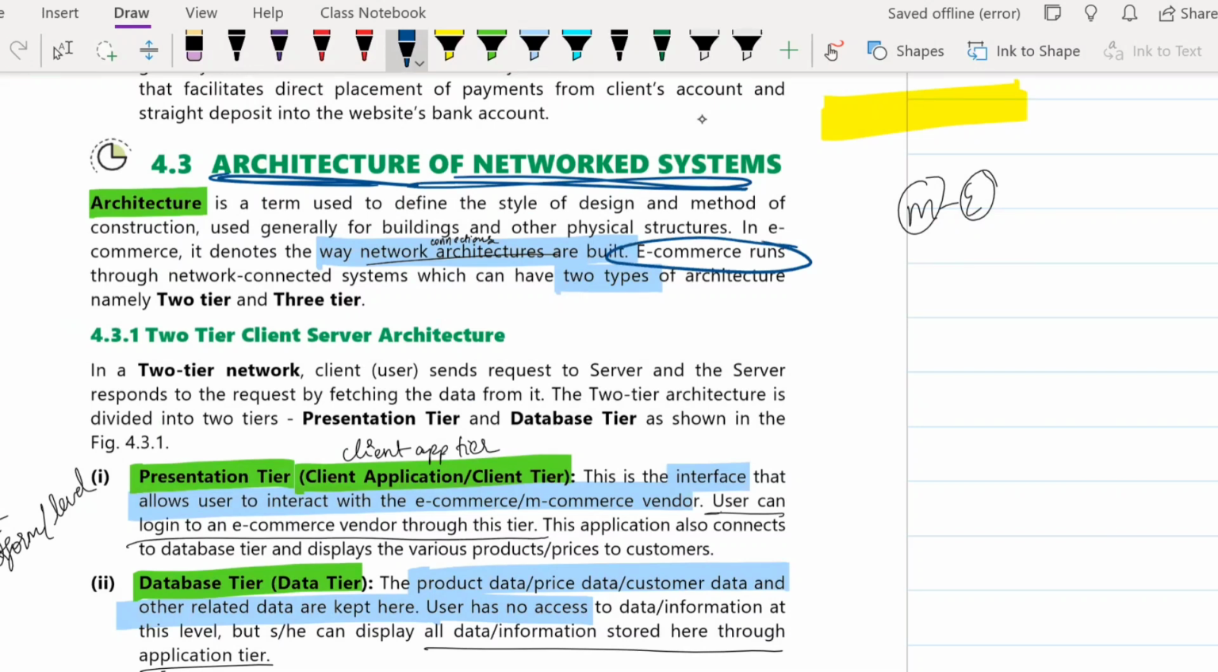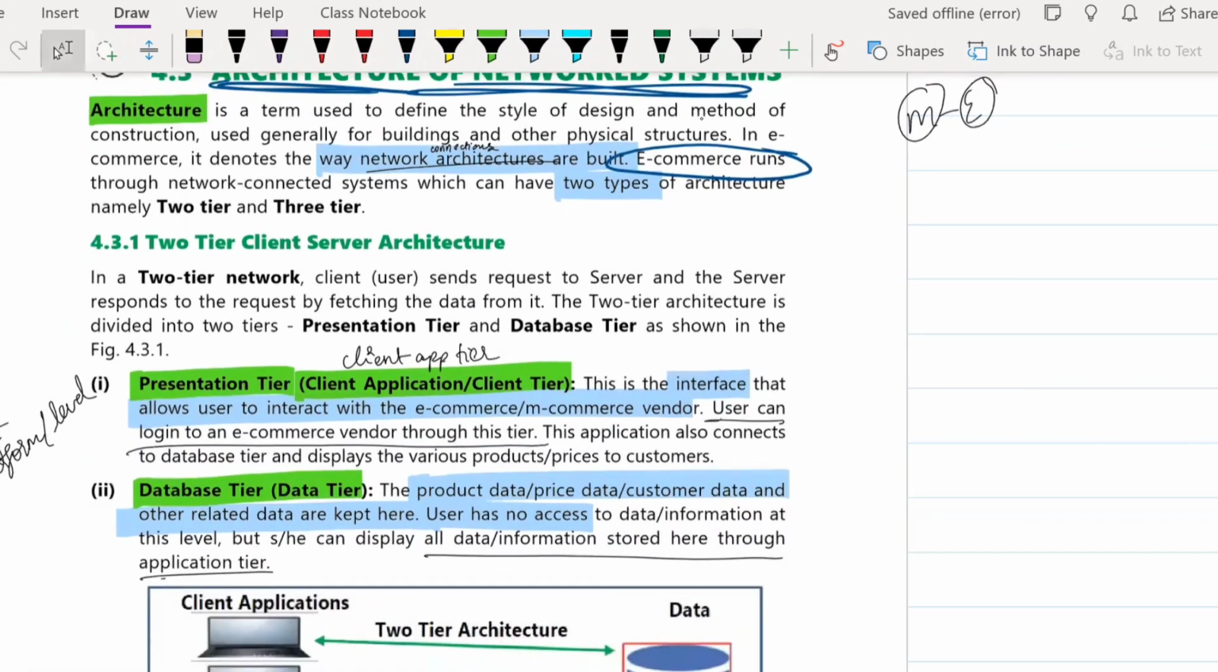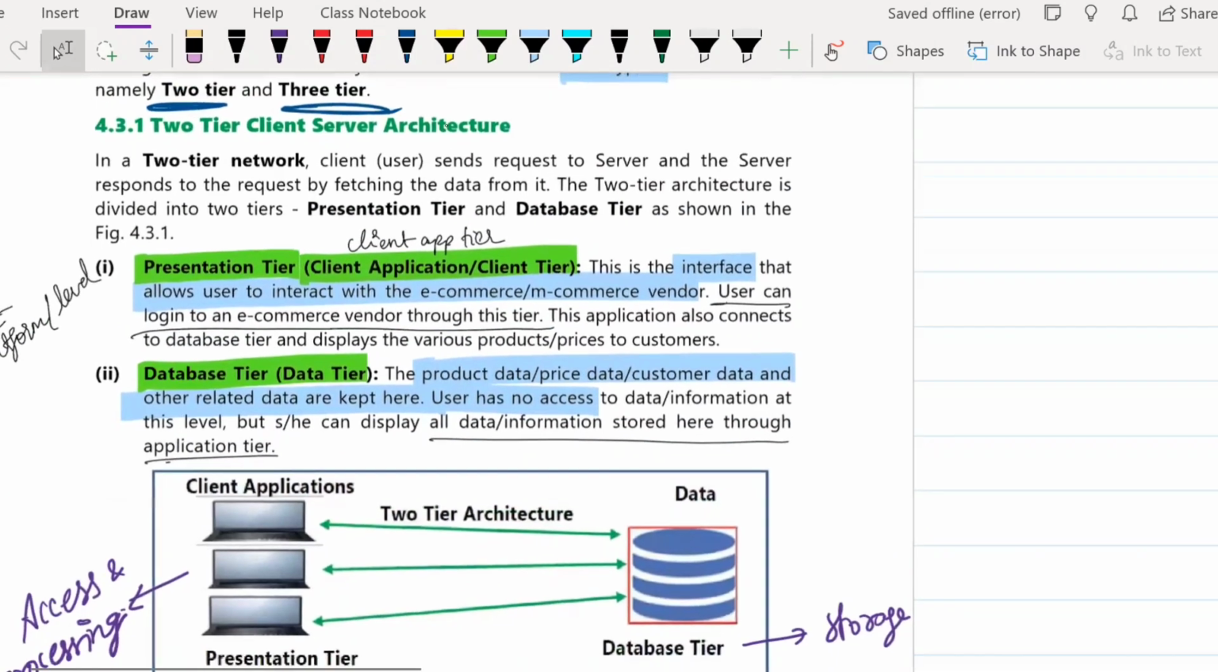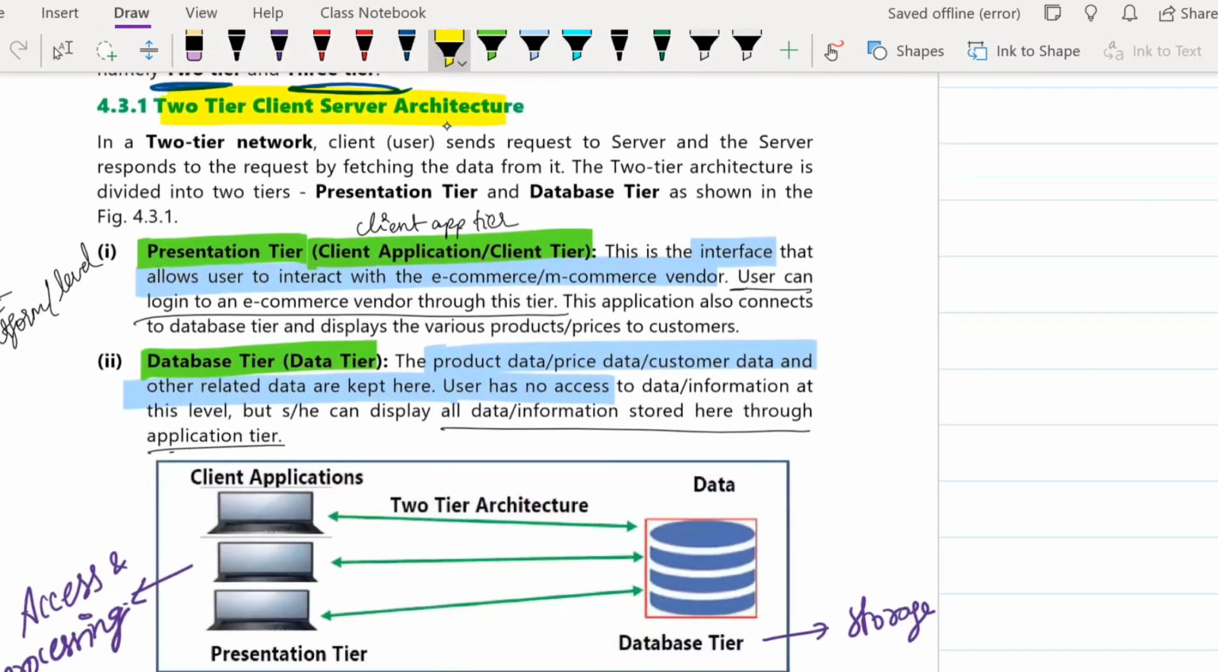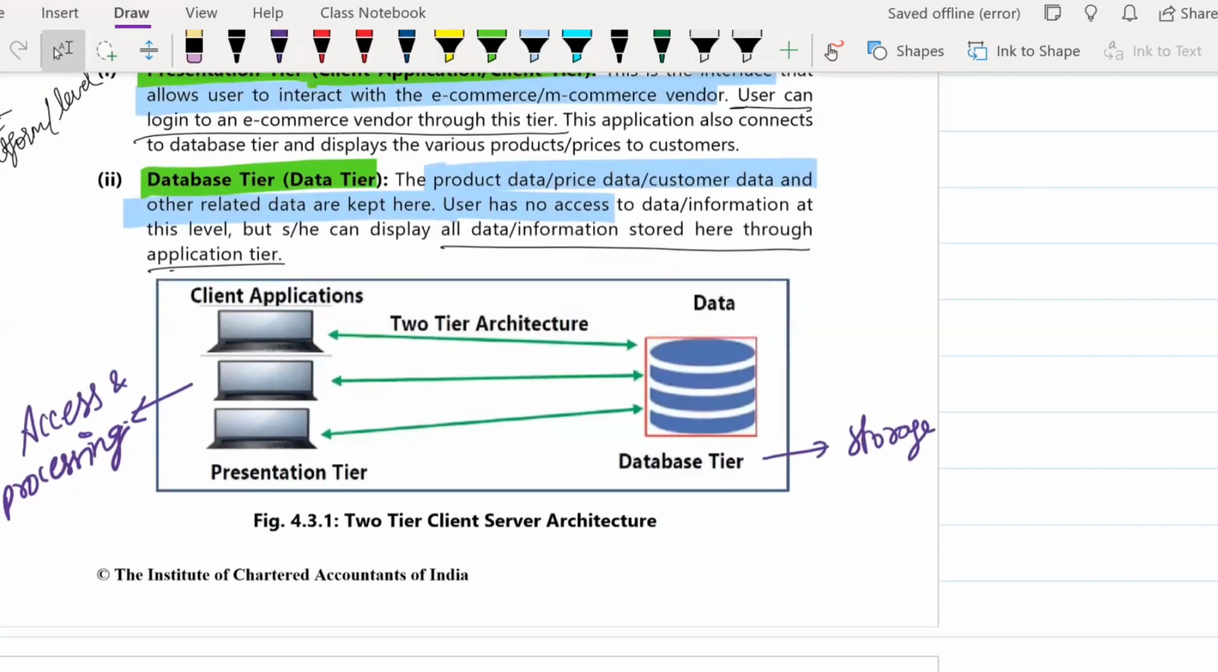Okay, so here they are telling that there may be two types of how an e-commerce might run using a networked system. One is two-tier architecture and the other one is three-tier architecture. So about architectures, we have already read in chapter number 2. And I think if you have seen or attended that class, then this will be easier for you to understand. So first we are going to study the two-tier architecture. The two-tier architecture tells you that there will be two layers. One is the presentation tier and the other one is your database tier.